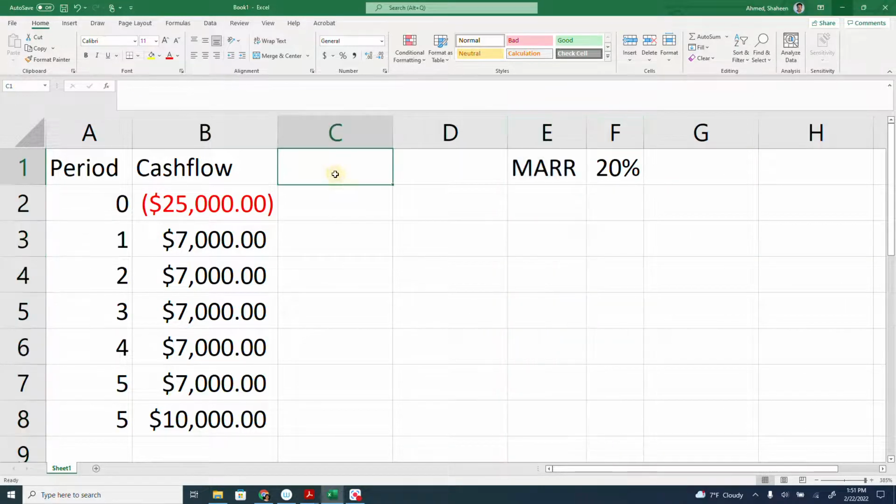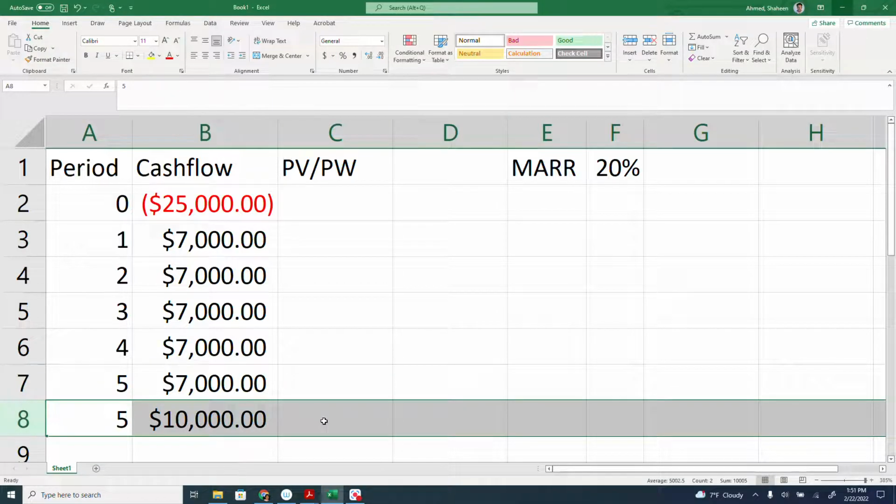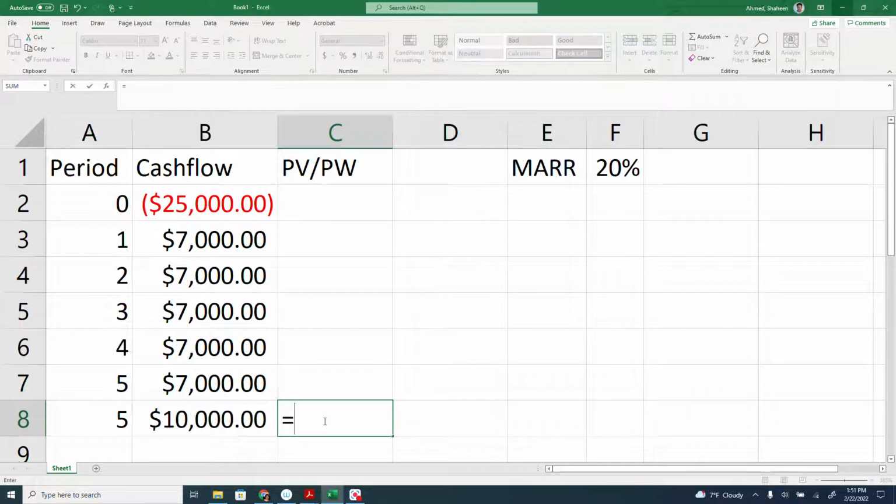So the present worth analysis, simply, you calculate the present value or present worth for each of these cash flows, and then basically sum it up. If that's a positive number, then invest in this project. So let's calculate the present value for this one.